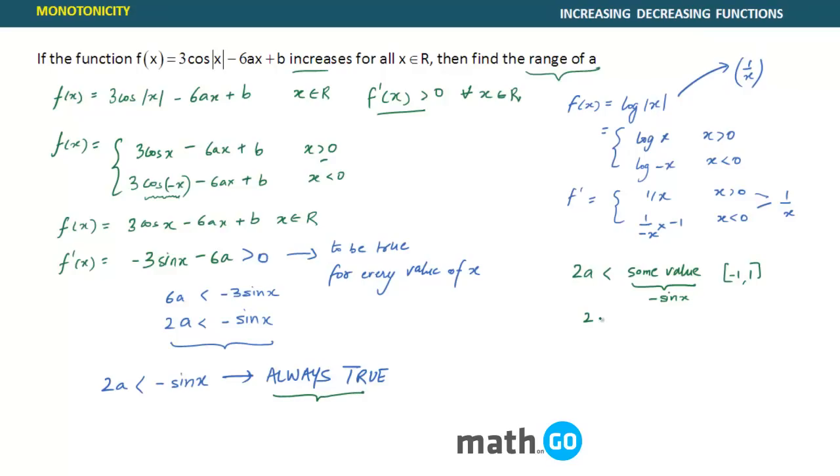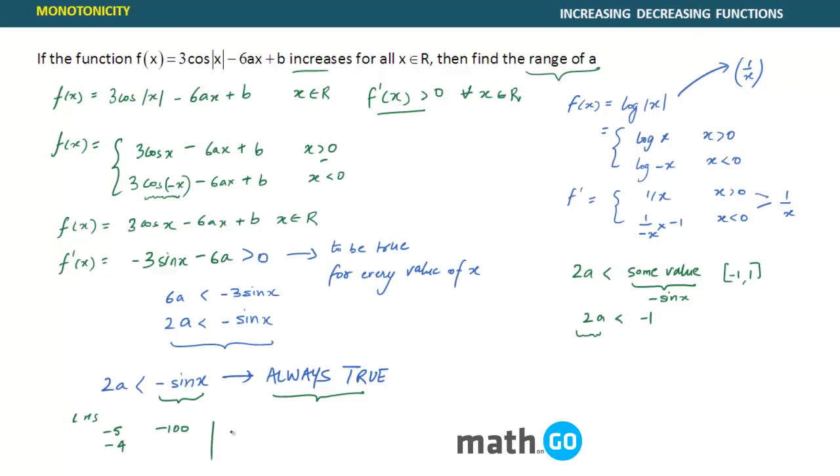So if I say that 2a is smaller than the least value of sine function, that is minus 1, then this quantity will always be true. Because if you say that 2a is less than minus, let's say, for example, let's say LHS here is minus 5. Can you say that minus 5 will always be less than minus sin x irrespective of the value of x? If I say it is minus 4, it will be irrespective of value of x, always less. Let's say if I say it is minus 100, it will always be.